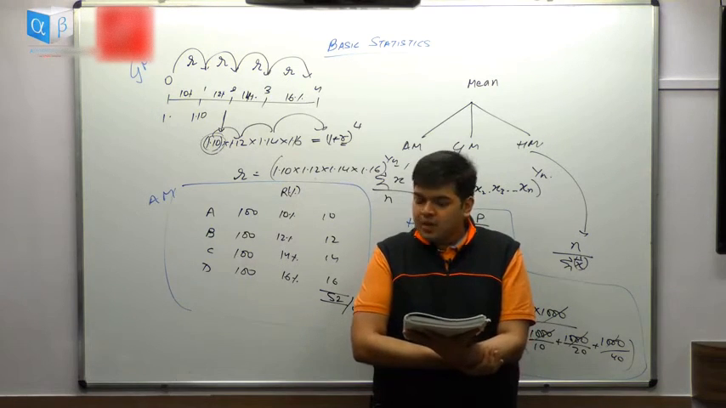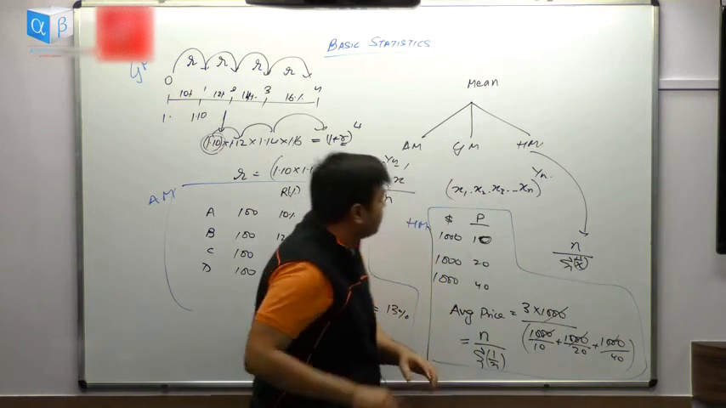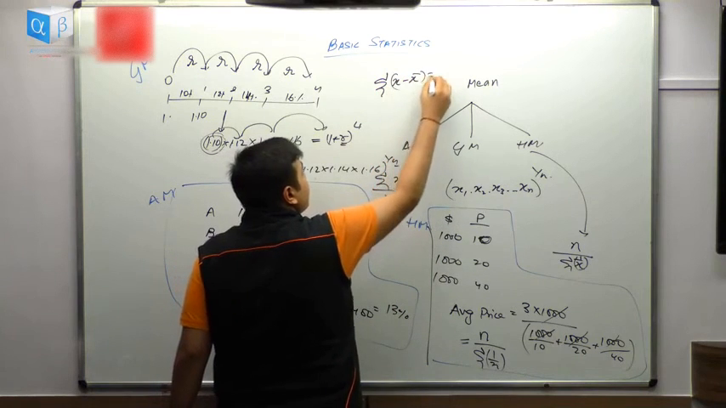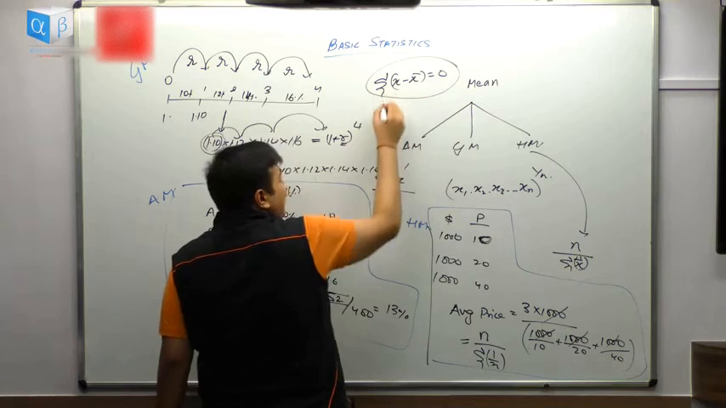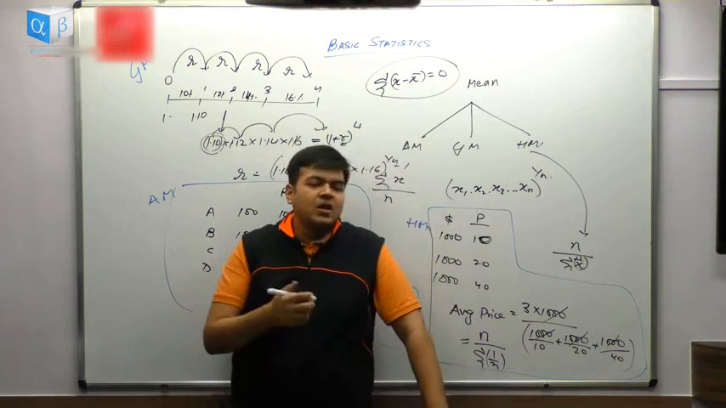Got that? Now look at the fourth bullet. Beside the fourth bullet, take this. Please understand, I have not taken the absolute value. Summation of all values x minus x bar is going to be 0.